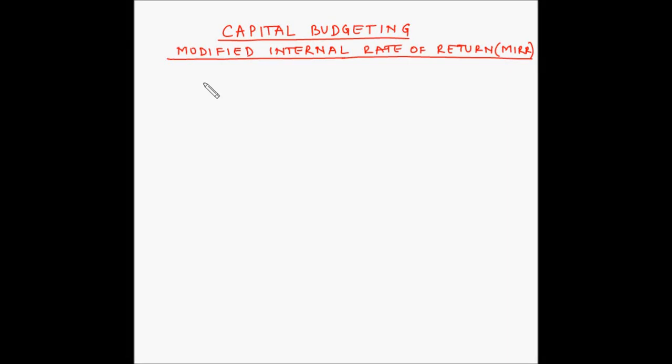Welcome to another video of capital budgeting. Now, in order to overcome the shortcomings of the IRR or internal rate of return method, a new method known as the modified internal rate of return or MIRR was devised to evaluate projects for inclusion in the capital budget.